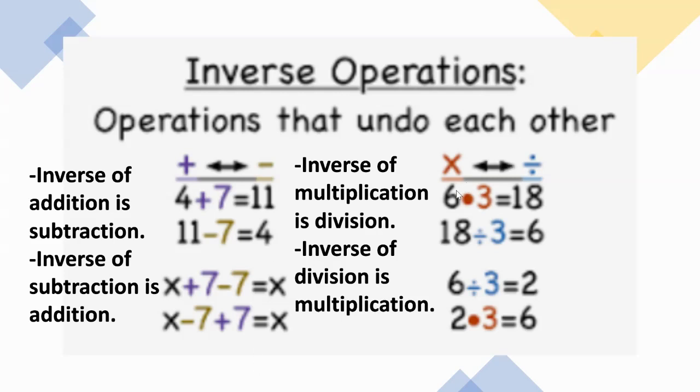Over here on the right-hand side, we have 6 times 3. They're showing you that the inverse of multiplication is division. And 18 divided by 3 gives you 6. And the inverse of division is multiplication. So 6 divided by 3 is equal to 2, and 2 times 3 is equal to 6. Okay.